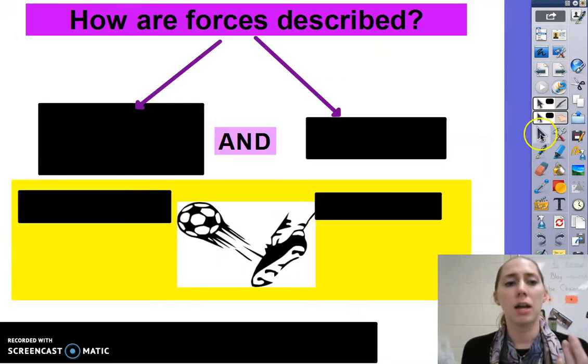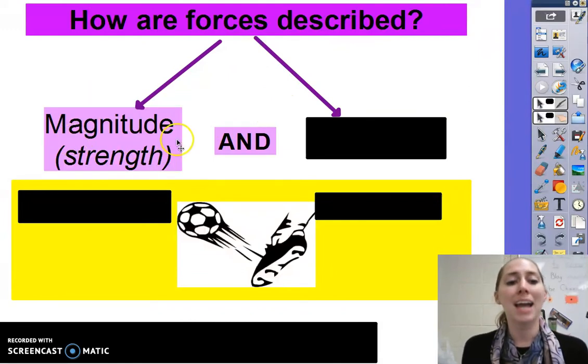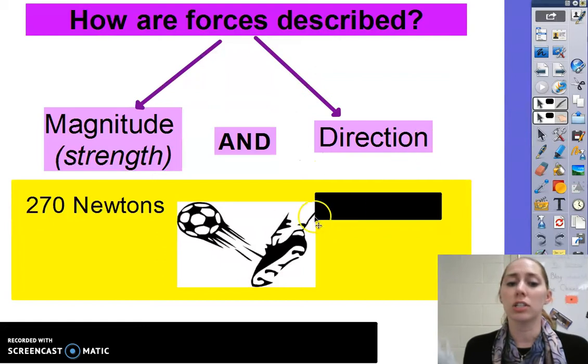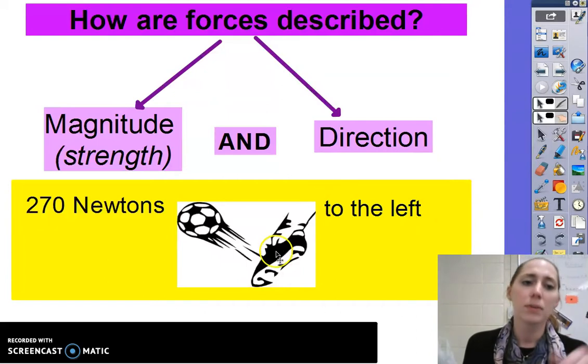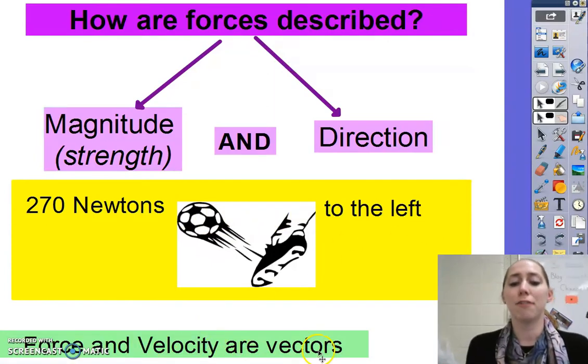So how do we describe force? Force is described by two things. The first thing is its magnitude or its strength. So, for example, this foot kicking the soccer ball, it might have a force, a magnitude of 270 newtons. And, like velocity, it includes the direction. So in this case, its magnitude is 270 newtons, the direction is to the left. So the total force on this soccer ball is 270 newtons to the left. Force, like velocity, is a vector because it includes a number and a direction. You'll learn more about vectors in high school.